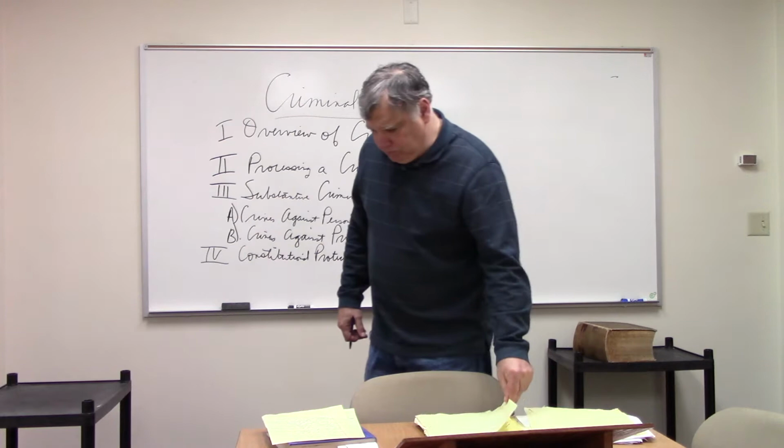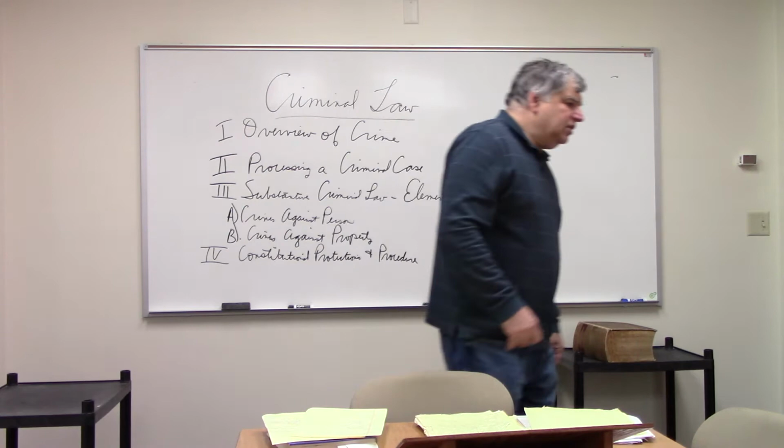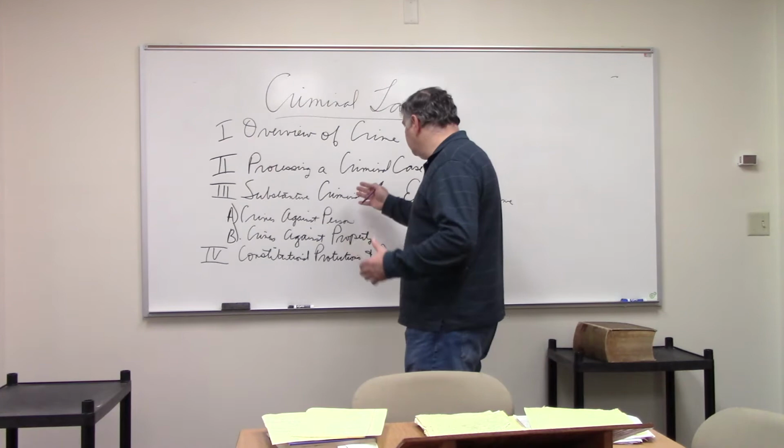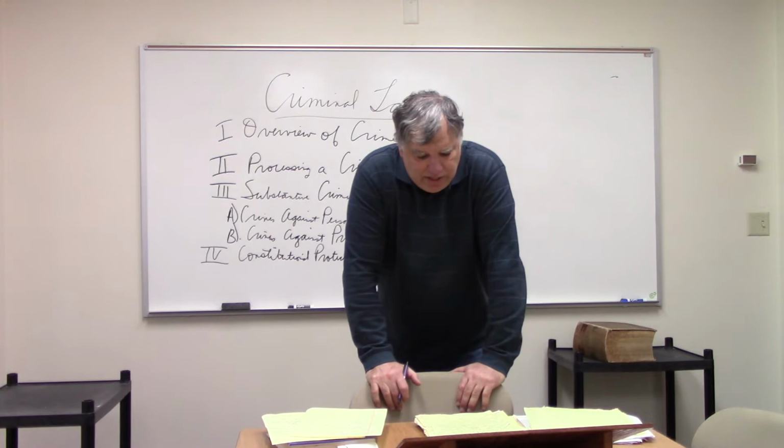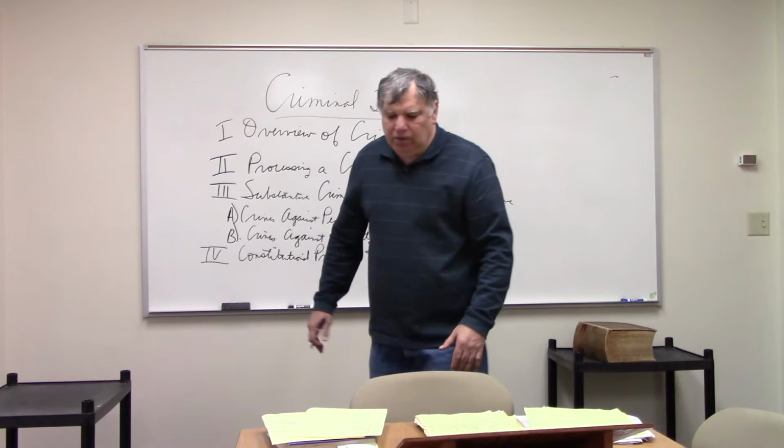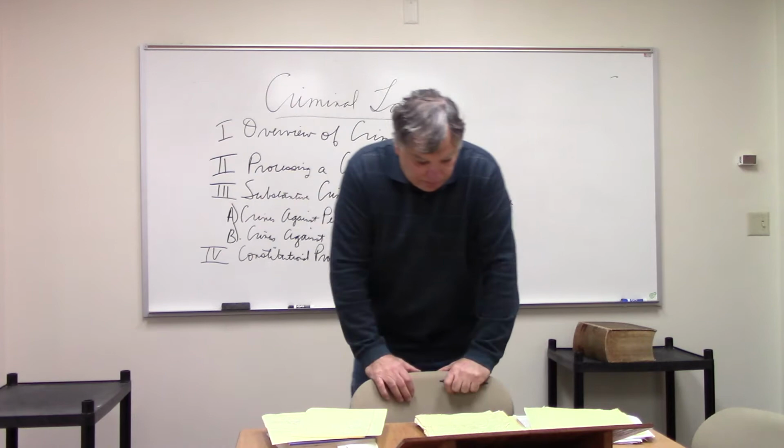What I want to talk about now is, we've talked about different kinds of crimes, and we talked about how processing a criminal case works. So we want to talk about parties to a crime and what it means in terms of charging someone with a criminal action. Generally, when we talk about parties to a crime, there are two types of parties: principals and accessories.